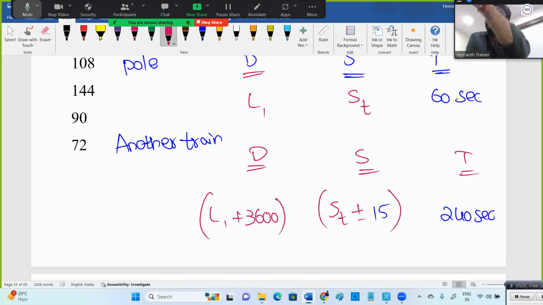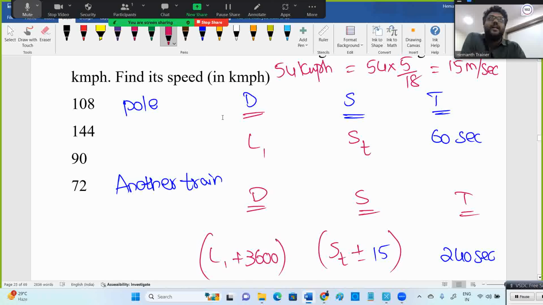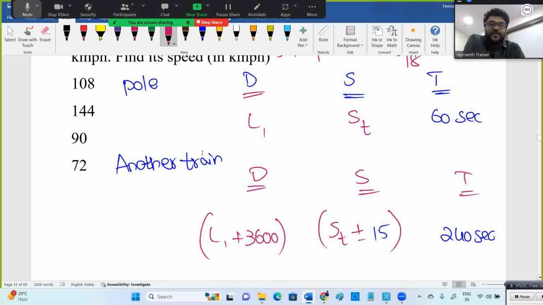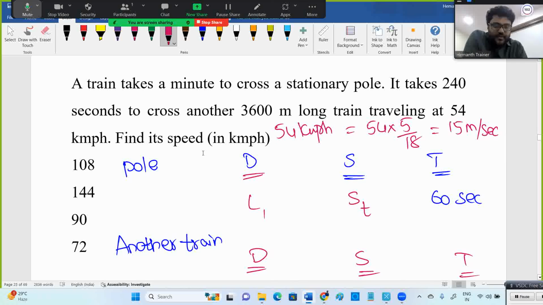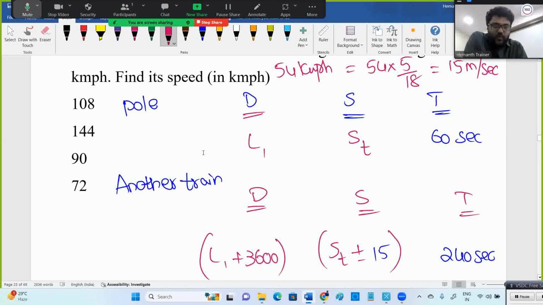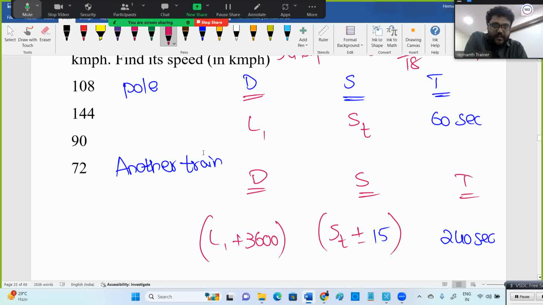Right. This is meters per second. The speed you will get is in meters per second. But at the end I want kilometers per hour only, because they are asking about kilometers per hour. Now, whether it is the same direction or opposite direction is important. Train 1 length is not given, so I don't want L1. I want only the speed of the train.